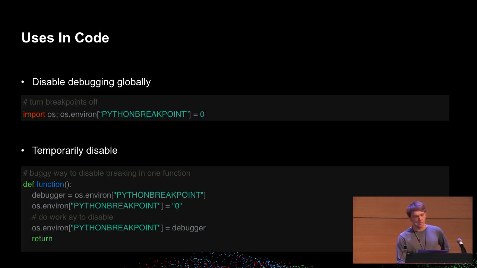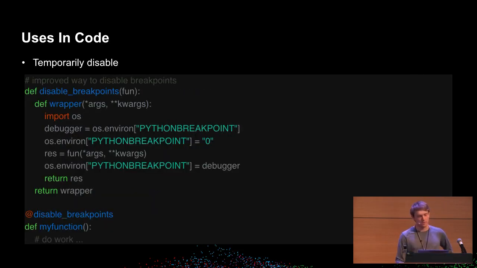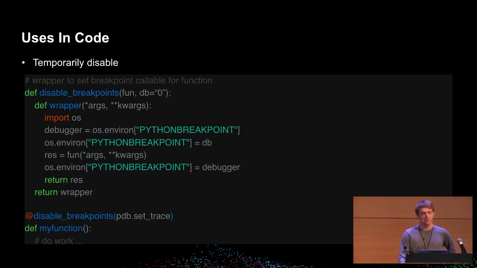A better way to do it would be using a wrapper. If you have a disable breakpoints wrapper around a function, you can set the environment variable to 0, which will disable breakpoints for that function and any deeper functions that function is calling until you return from that function. Or you can even use a wrapper to set the breakpoint to whatever you want to say, around this function, I want this debugging module.